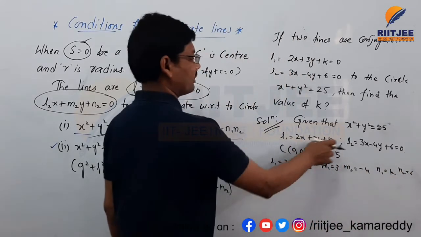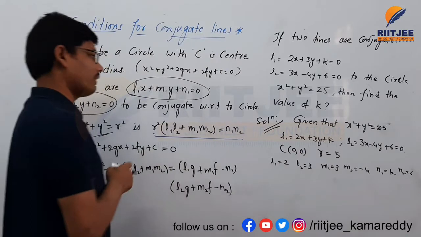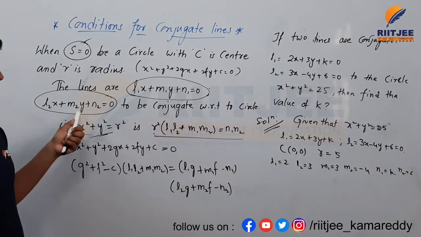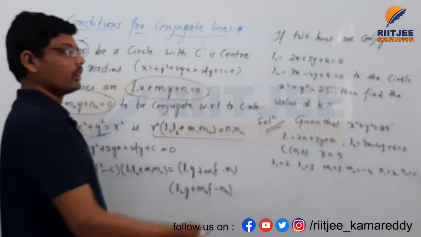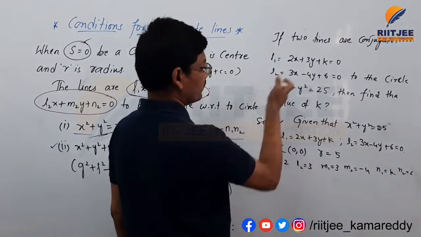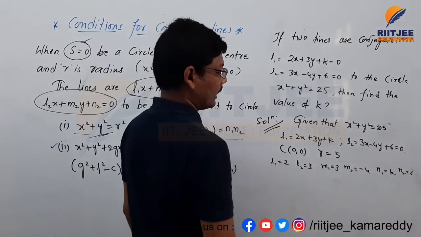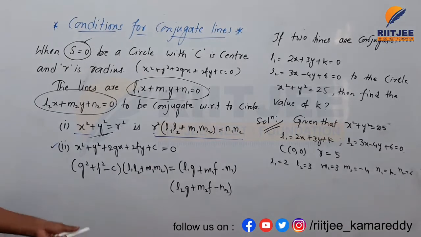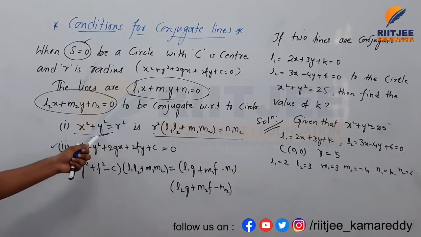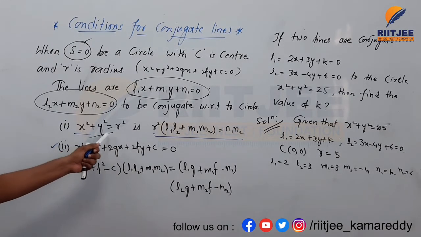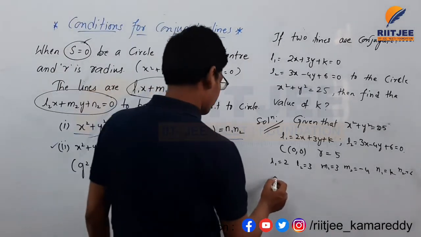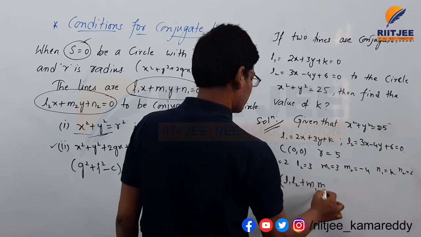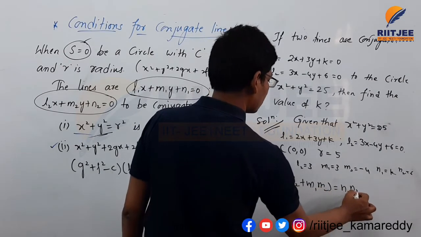If you compare these equations with L1x plus M1y plus N1 is equal to 0 and L2x plus M2y plus N2 is equal to 0, by comparing these two equations we get the values of L1, L2, M1, M2, N1, N2. What is the condition for conjugate lines of a circle in the form x square plus y square is equal to r square? The condition is r square into (L1 L2 plus M1 M2) is equal to N1 N2.